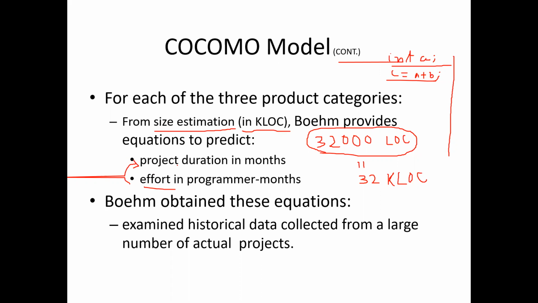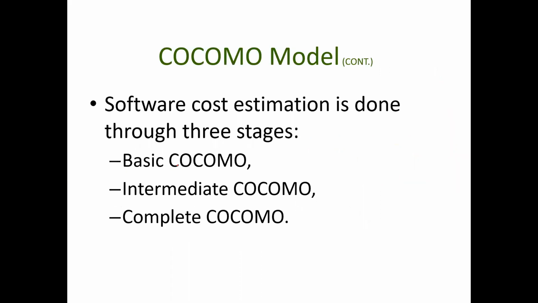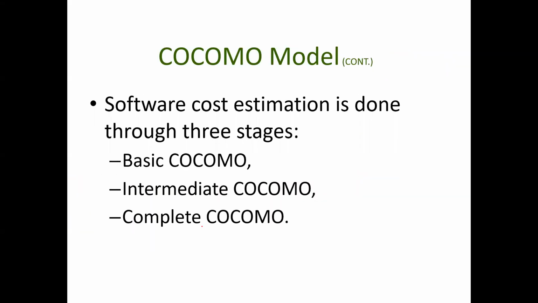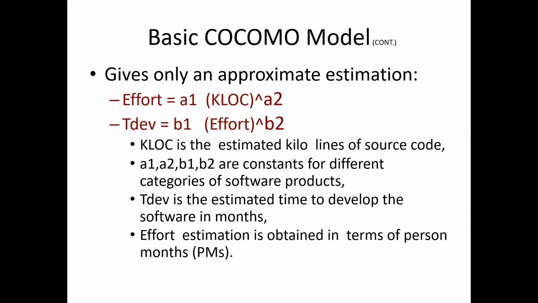Now please see the particular formula. If you go to the formula, then you can easily understand that. Again, there are three types of COCOMO models: basic COCOMO, intermediate COCOMO, and complete COCOMO. I will come to this point, not now. In this continuation, I am going directly to the formula. To approximate the estimation, two formulas are there. One is the effort formula, another is the development time formula. This is T development, that means time for development. One is the effort formula.